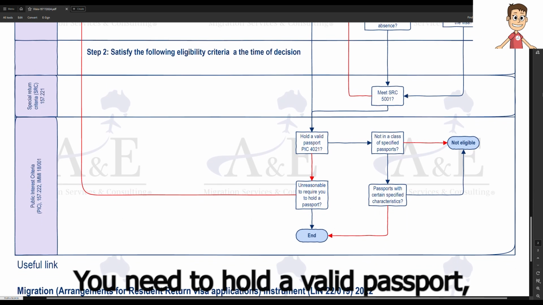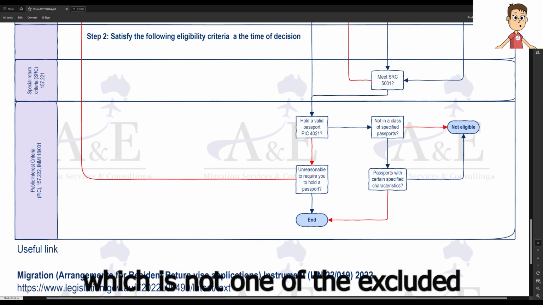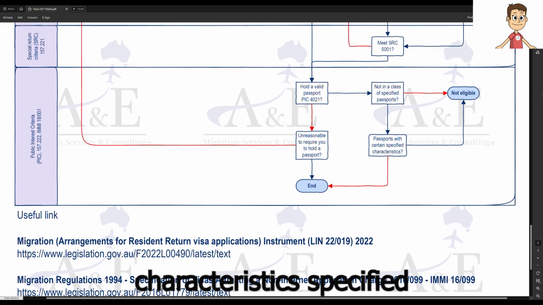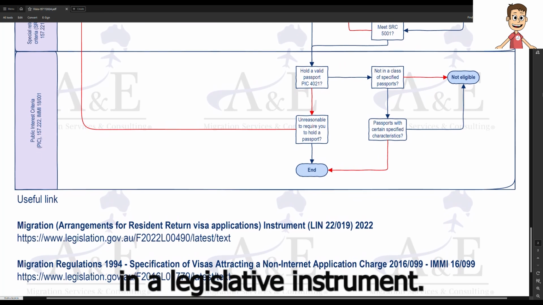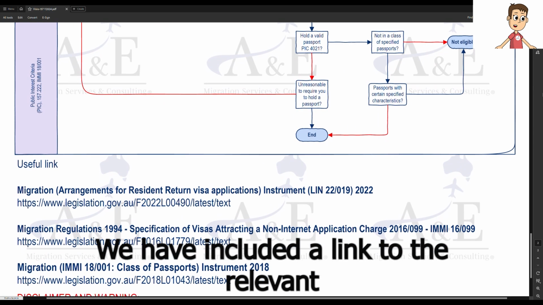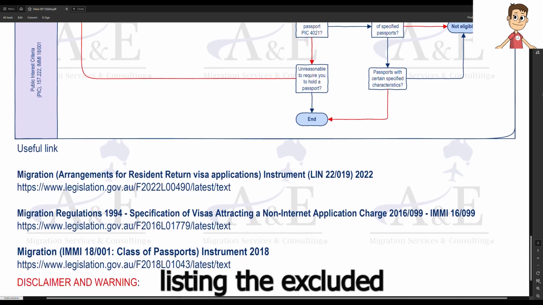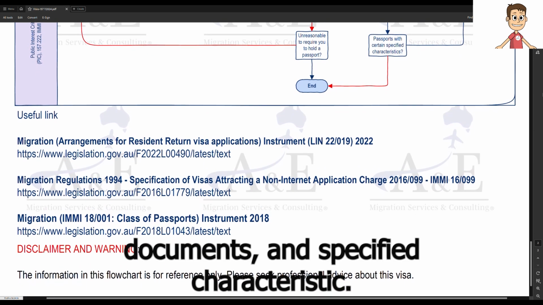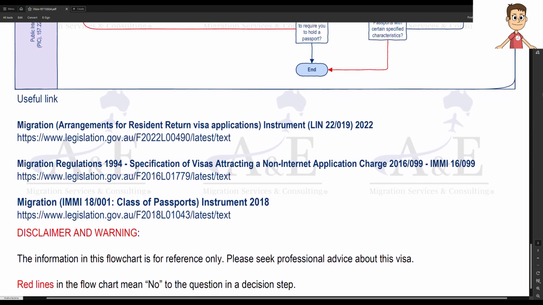You need to hold a valid passport which is not one of the excluded passports and which does not have certain characteristics specified in a legislative instrument. We have included a link to the relevant legislative instrument listing the excluded passports or travel documents and specified characteristics.